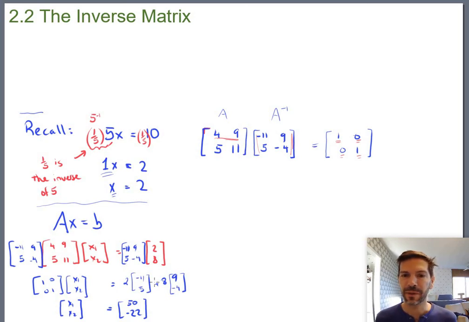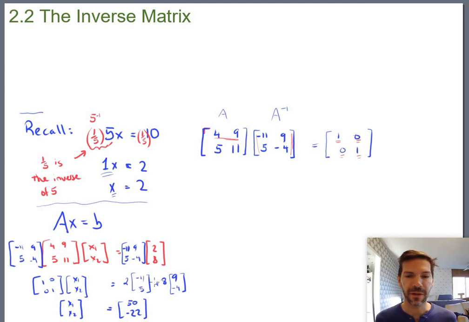The inverse can be really useful when you're solving this system over and over and over again, because once you have the inverse, then just multiplying by the inverse is less work than row reducing every time. So in the next video, we'll take a look at how to find an inverse in general.